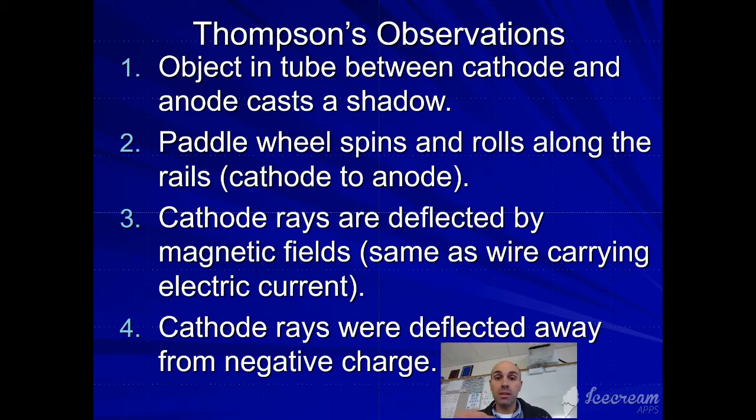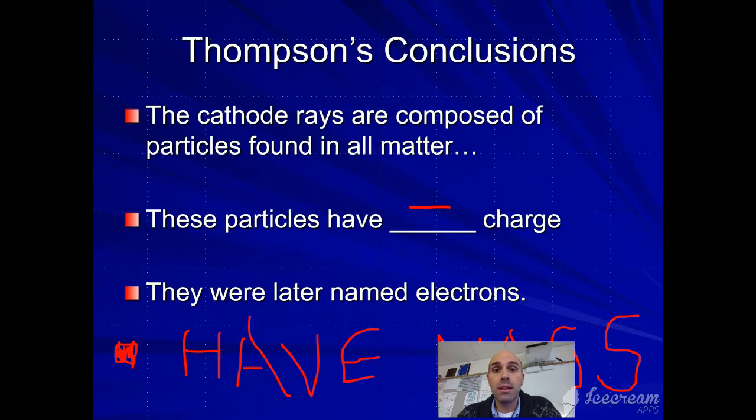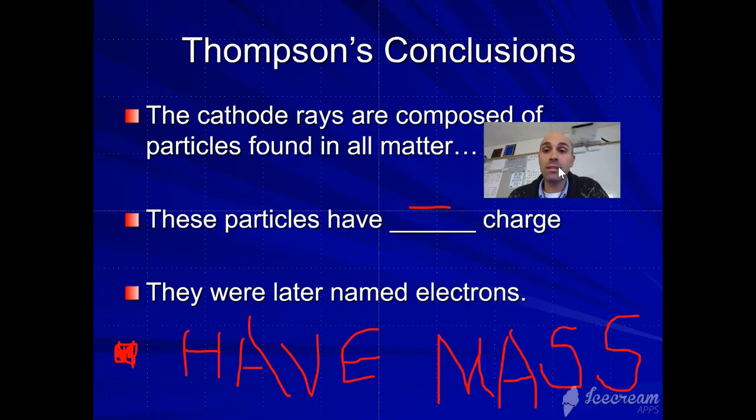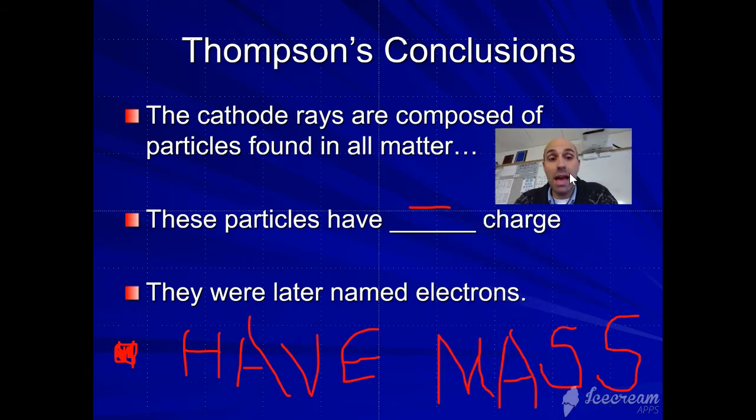We saw from the video that the cathode rays are deflected by magnetic fields, and in fact, they are deflected away from a negatively charged field. So let's take a look at some of the conclusions in the next slide. The cathode rays are composed of particles found in all matter. They have a negative charge. They were later named electrons, and they have mass.